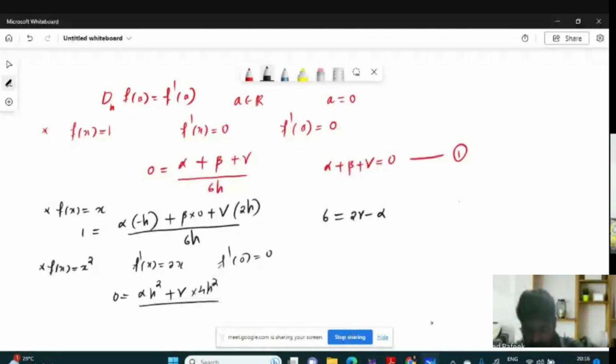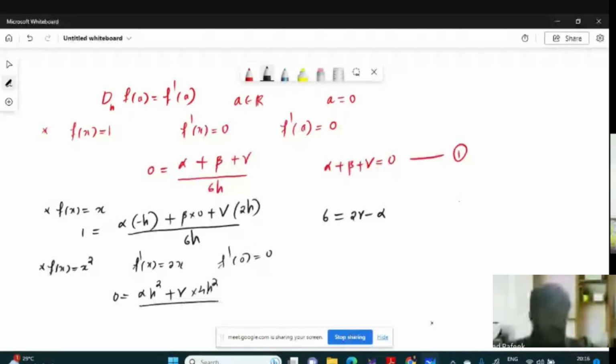So 6 is equal to 2 gamma minus alpha. Alpha means negative 4 gamma. 6 is equal to 6 gamma. Gamma equals 1, so alpha equals minus 4. Gamma equals 1, alpha equals minus 4. Now you need to find beta. Minus 4 plus beta plus 1 equals 0. Beta equals 3. I think we need to find the value of, okay.